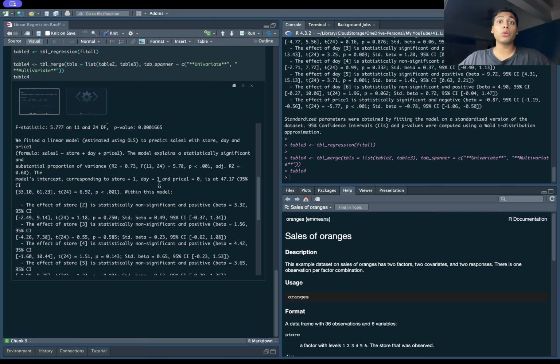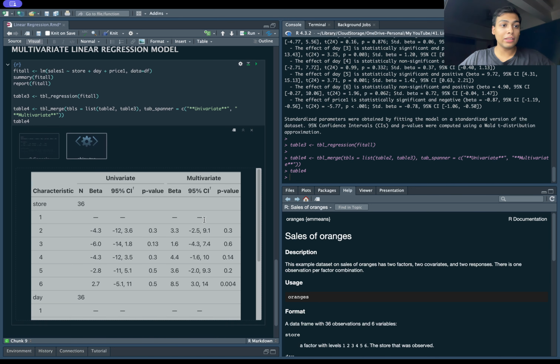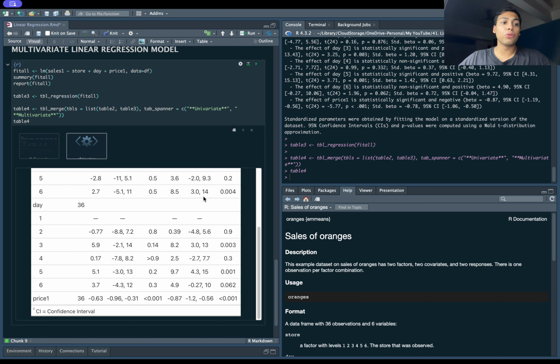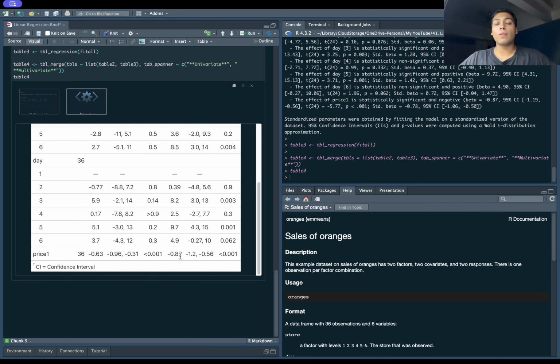So if you are a store owner, you would most likely want to concentrate on these factors. Of course you can't control the store that you have. Say you are stuck with a bad store. For example, let's see which store is, store number 3, I guess. Store number 3 is not performing very well. So instead of just sitting around crying, you can focus on the price. So keep a competitive price, or strategically choose days on which people like to buy oranges. So provide discounts on Wednesday and Friday.